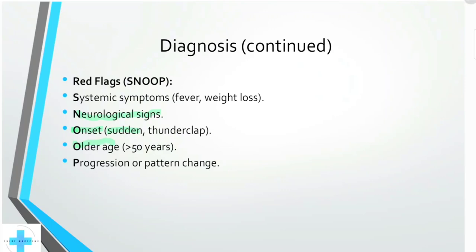Is the patient older? Because in older folks, the risk of having something more serious is higher than in younger patients. Also, what's the progression of it? Is there a pattern to it, or is there a change in pattern to it?